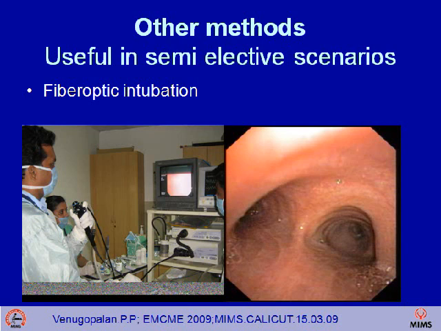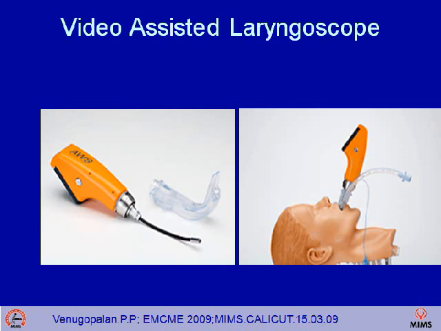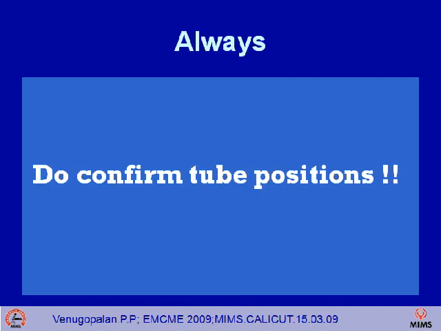After the needle is withdrawn, the other methods are also useful to control the airway. This includes fiber optic intubation, which can be used in a semi-elective scenario. This is a video; awake intubation is also easy. And after intubation, the important step is to confirm.